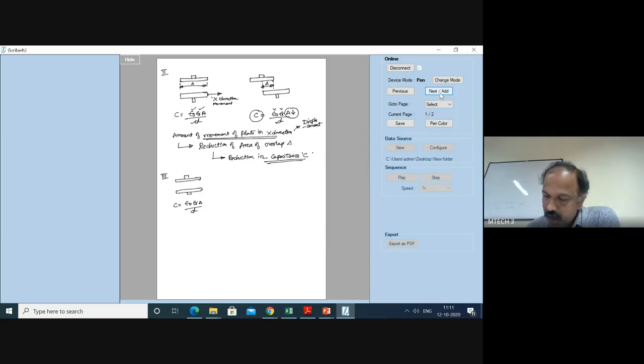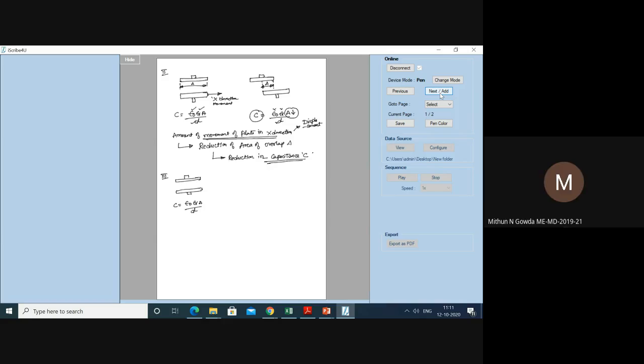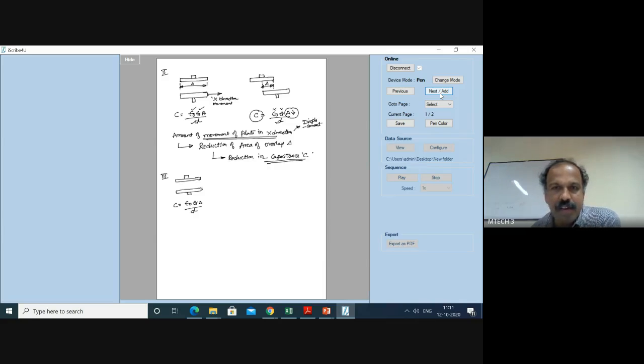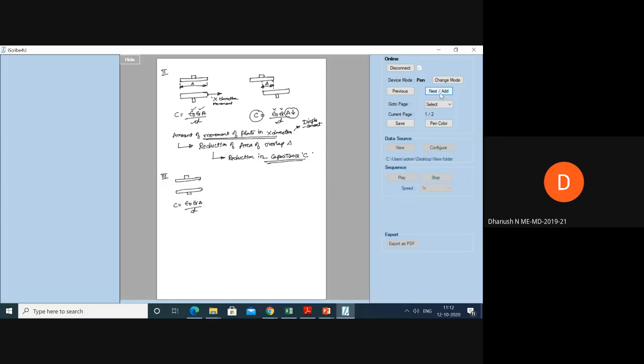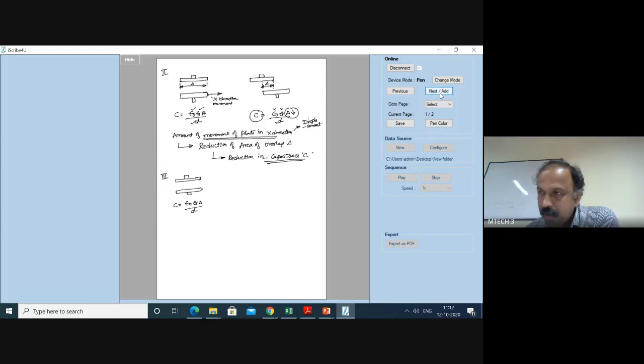Now between epsilon naught and epsilon r, which can be changed? Can epsilon naught be changed? No, sir. Why? It's a constant, the permittivity of free space. Free space is the air, which is constant because you have kept the plates in the air. So the only thing you can change now is epsilon r, the relative permittivity of the dielectric media.